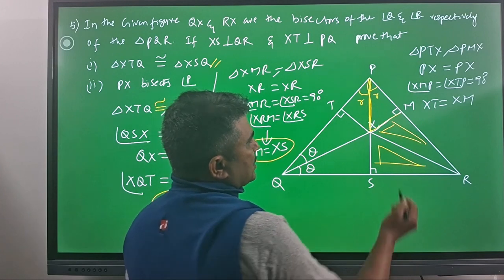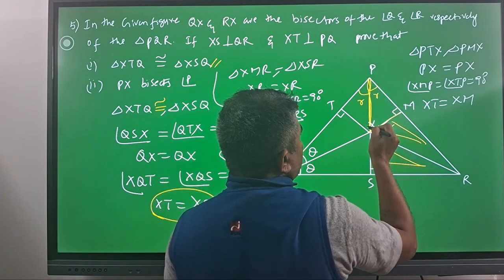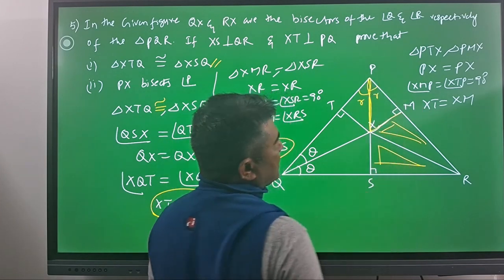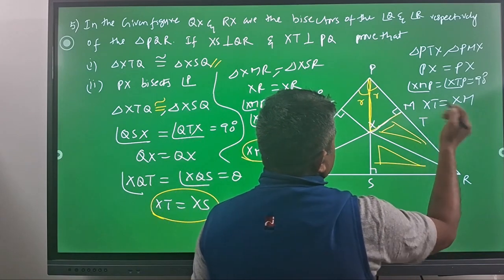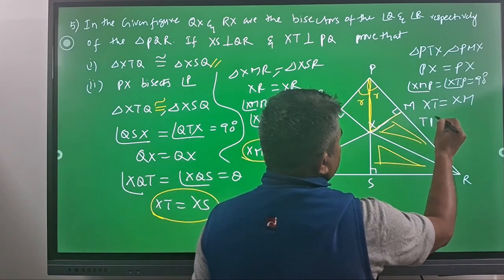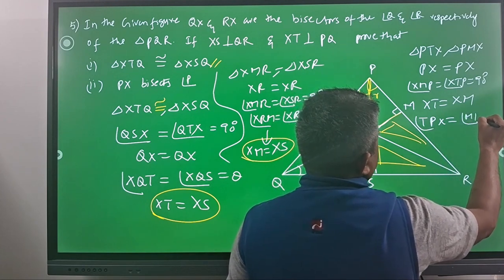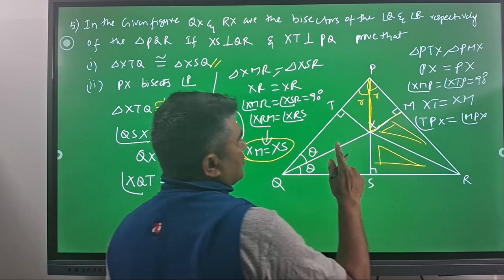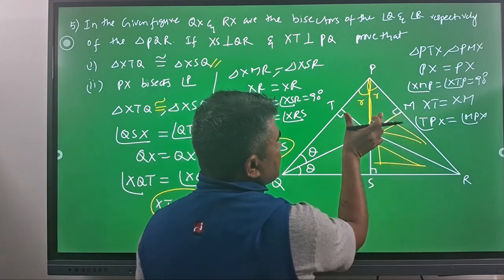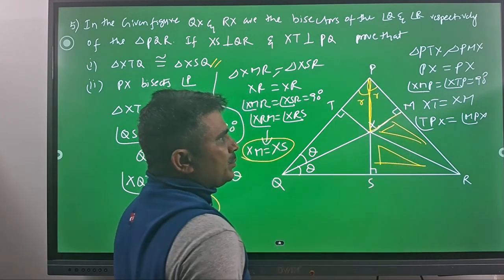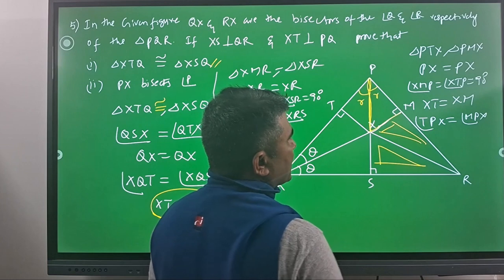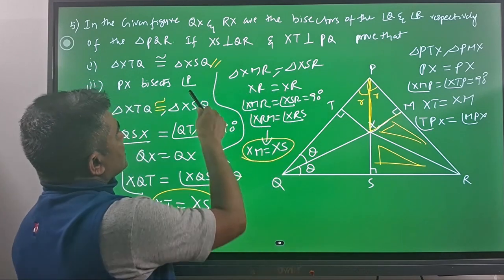From this congruency we can say that MPX and TPX are equal. So from this congruency I can write angle TPX is equal to angle MPX. So that means this PX is bisecting angle P. Bisecting means equally cutting that angle. That's what we need to prove.